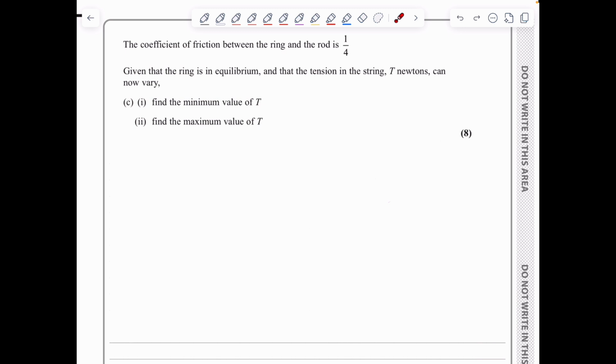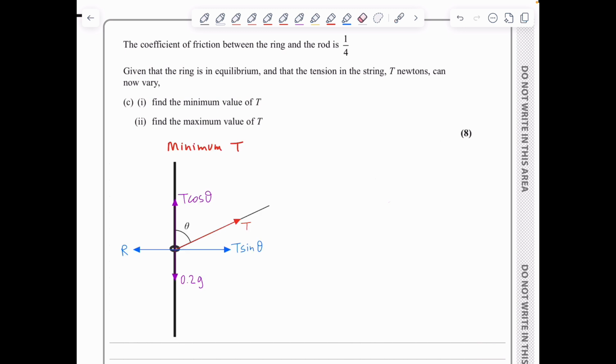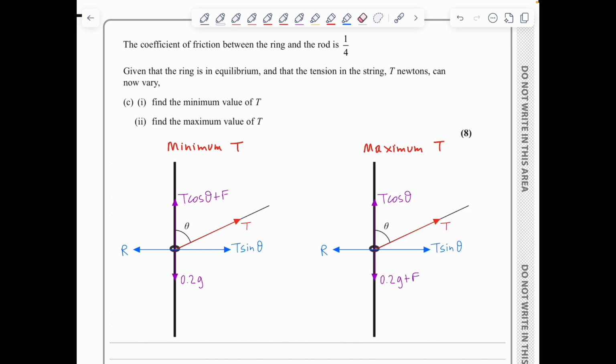When we are looking at the minimum tension, this is a situation where the ring is about to go down, so the friction is opposing this motion, so we've got the friction pointing upwards. Whereas for the maximum tension, it's exactly the opposite. We've got the friction now pointing downwards because the tension is so much that the ring is about to go up, and therefore the friction is opposing this, so the friction is pointing downwards.